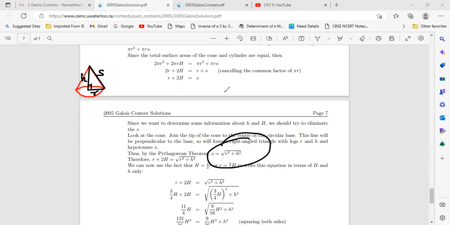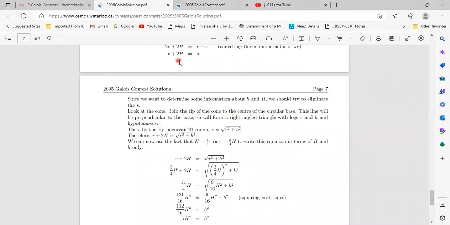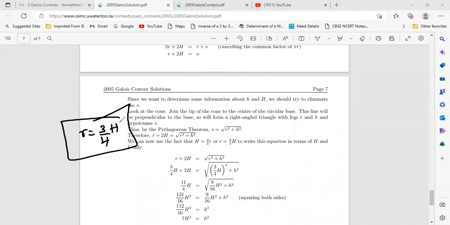From the above relation, we derived the value for s, which is nothing but r plus 2h. So you substitute that instead of s here, and you have the square root on the right side. From the first statement, we derived the value of radius as 3 by 4 times h. So you substitute that here and here, and simplify by taking the LCM. Square both sides to eliminate the square root.